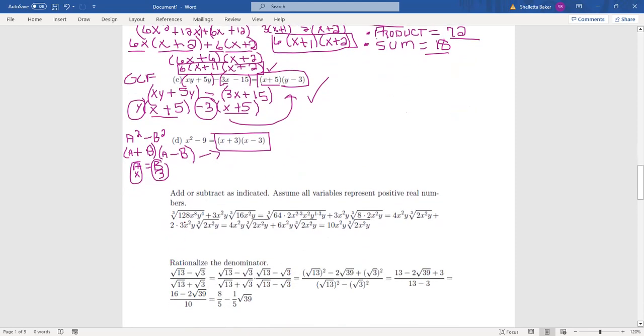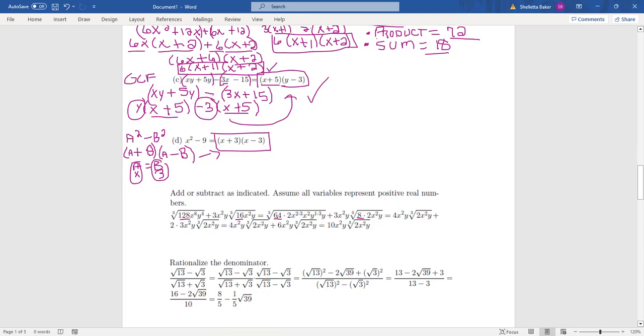Next, we want to simplify and add the cube root of 128 times x to the 8th power times y to the 4th power, plus the 3x squared y times the cube root of 16x squared y. So the 16 and the 128, we find the largest perfect cube number that can divide into 128 and 16. So we factored that 128 using 64 times 2. We factored the 16 using 8 times 2. So we can simplify these numbers further.